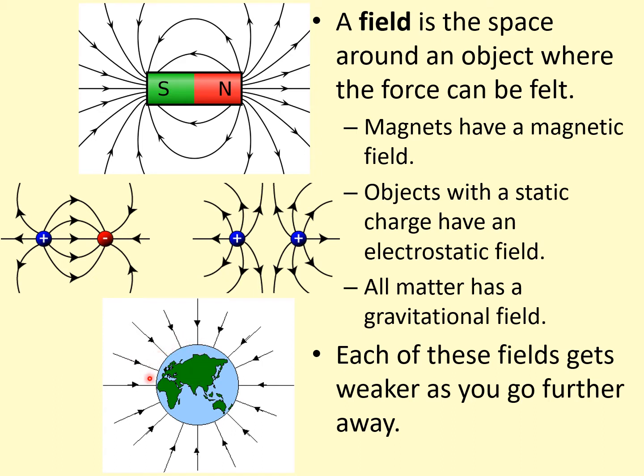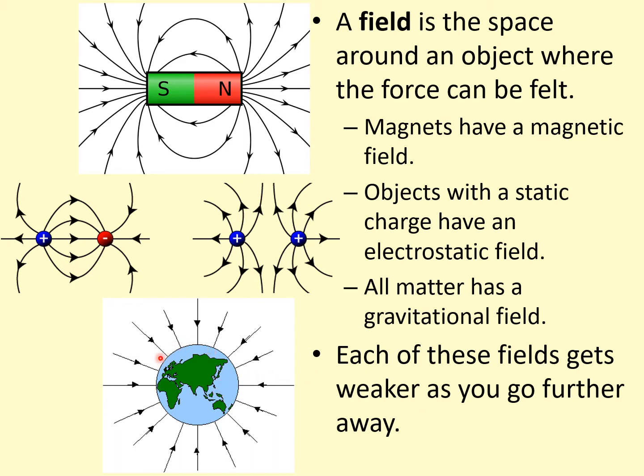But it's got to be pretty big. That's why we've got a diagram of the Earth. So all of these arrows are pointing in towards the Earth because it's showing you the gravitational field of the Earth pulling all matter in towards it. And the other thing you need to know about fields is that each of these gets weaker as you go further away, which kind of makes more sense, right?